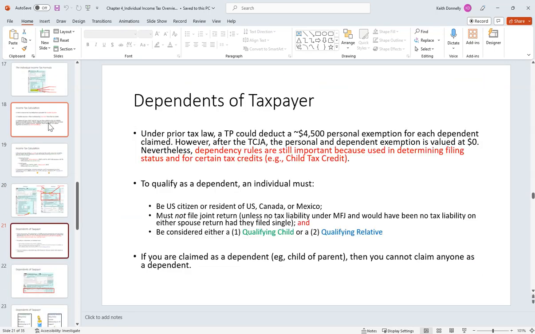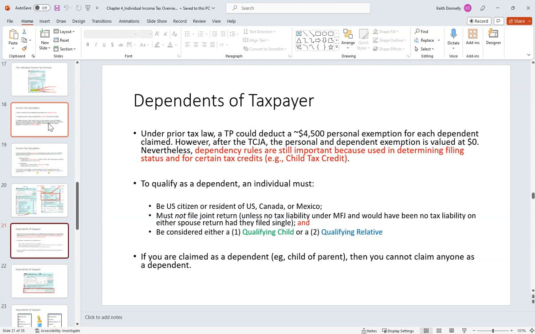Dependence, right? So when we talk about dependence, we're saying someone is dependent upon another person. So, hey, my little niece or nephew, they're dependent on their mom or dad to take care of them. That's kind of a colloquial word of dependent. In tax, that general principle of caring for someone else or taking care of them comes into play, but we're going to have very specific rules.